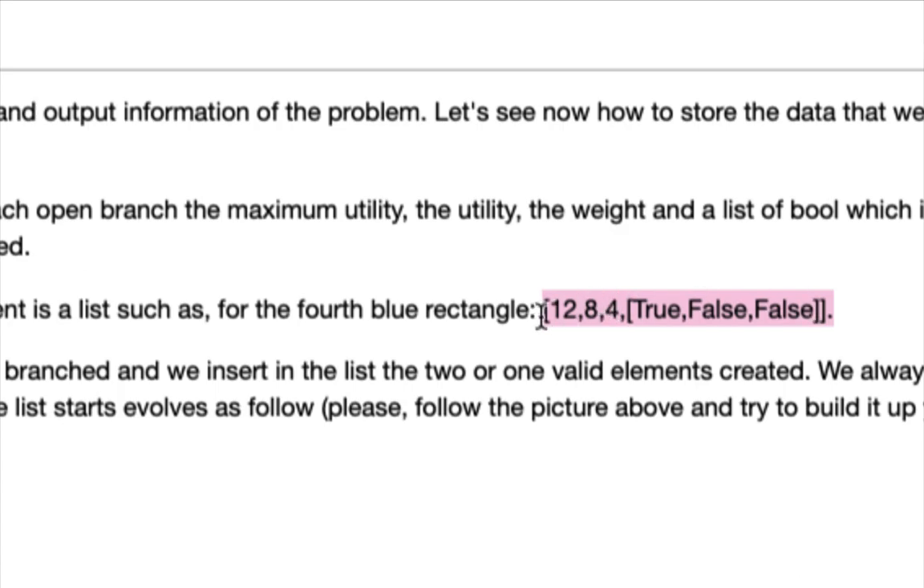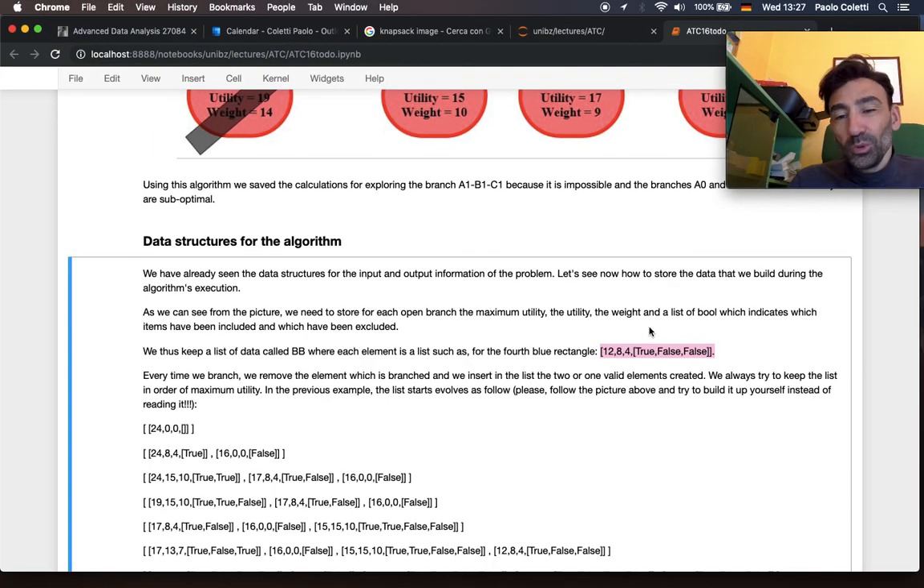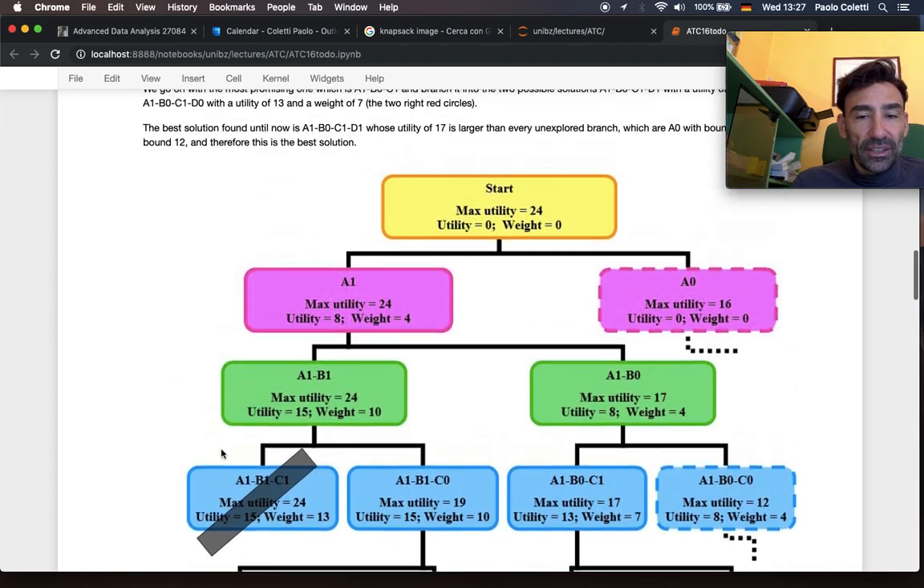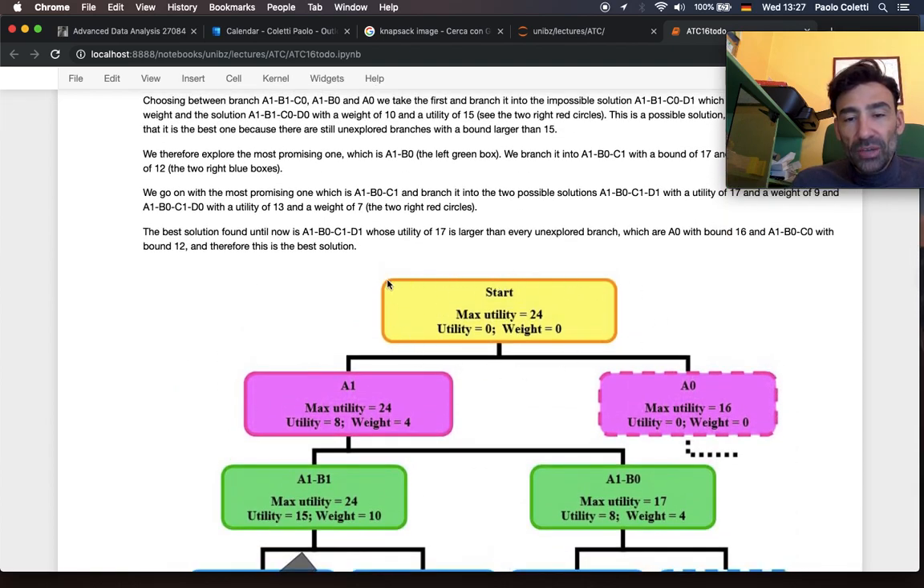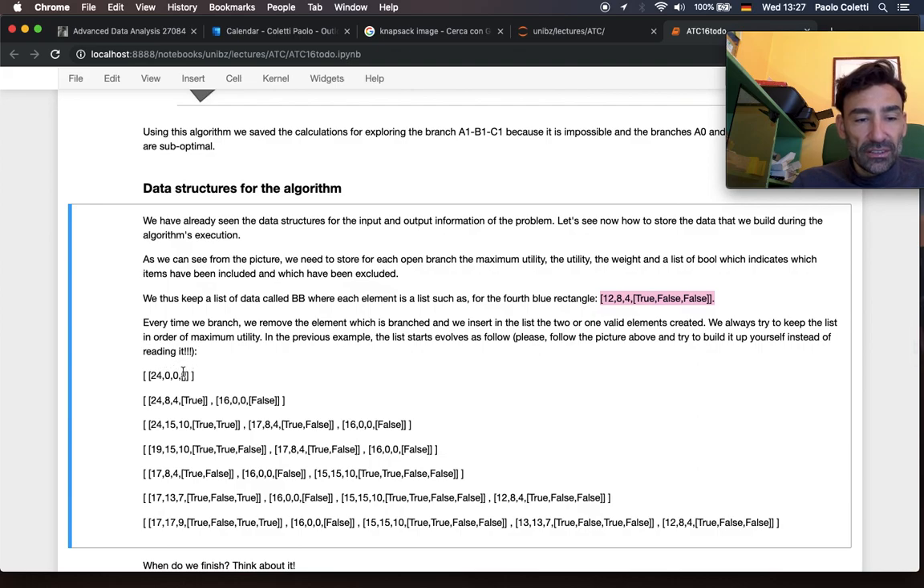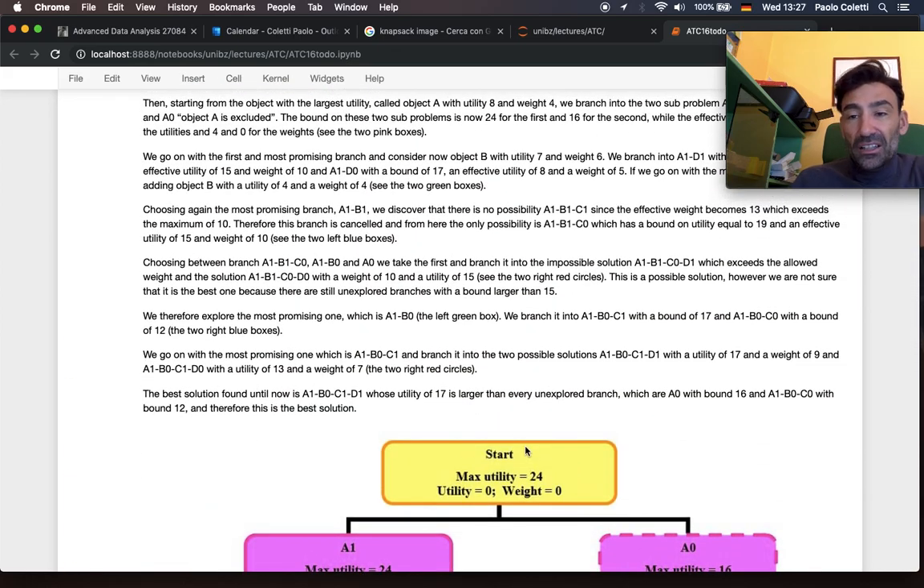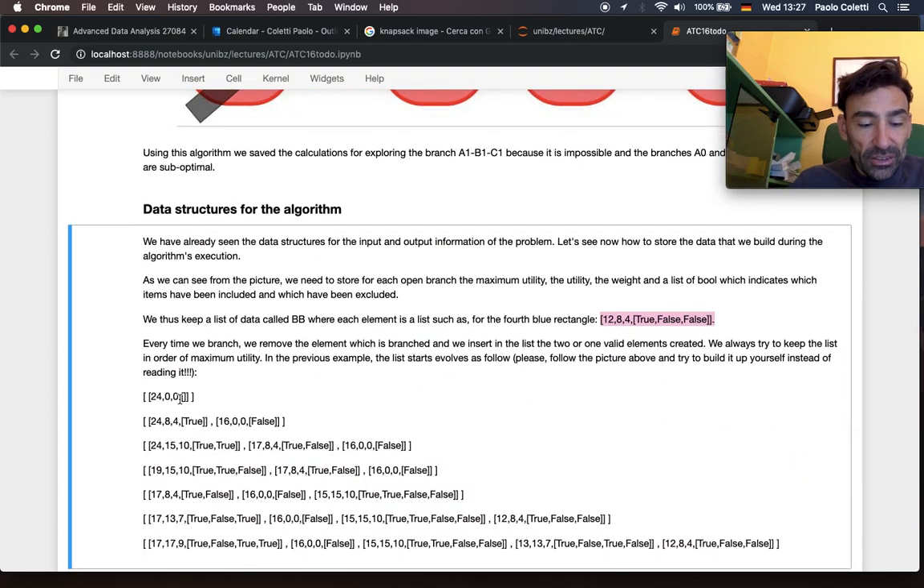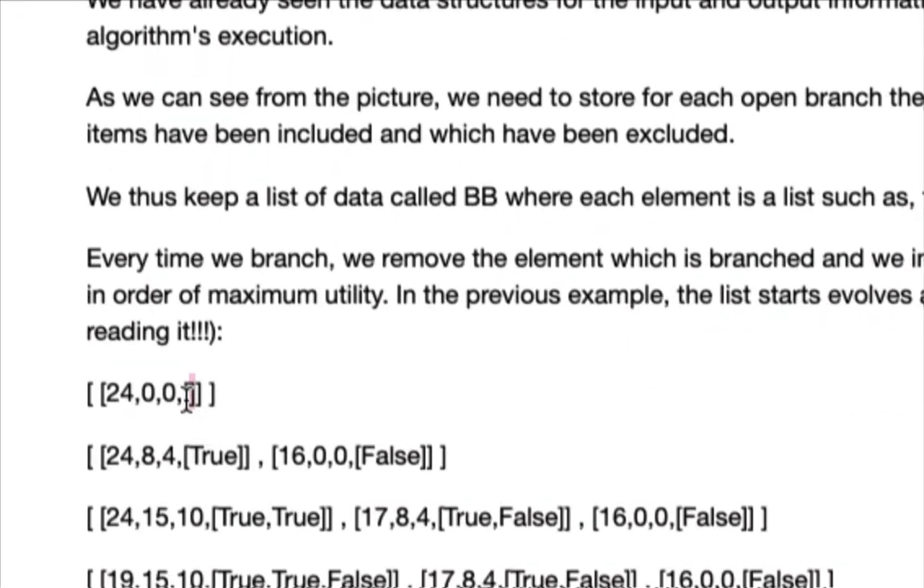So the data structure BB will contain things like that. I'm sorry that a data structure which is a list contains other lists which contain other lists. I could do better, but not with the tools that we have. So just to give you an example, at first we have only this one, which is maximum utility 24, current utility 0, size 0, so 24, 0, 0, and decisions taken, none. As you can see, it's an empty list here. Okay. Then you branch.